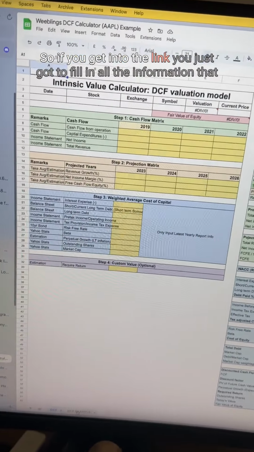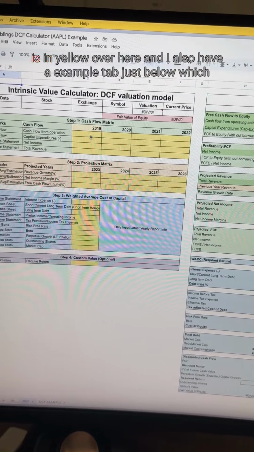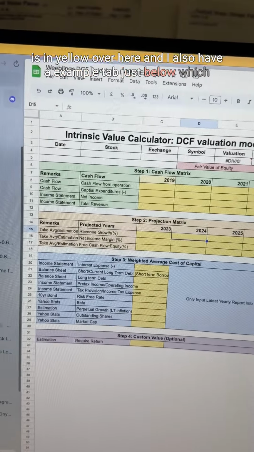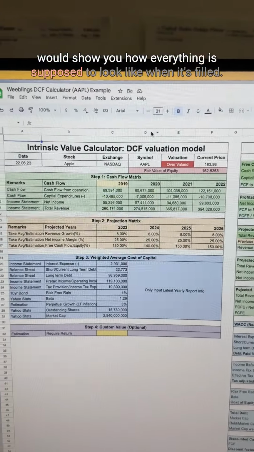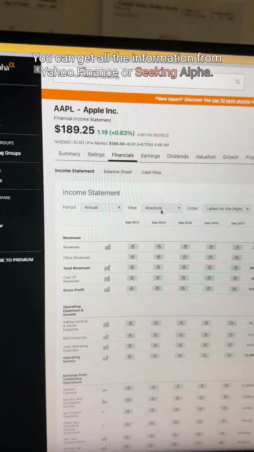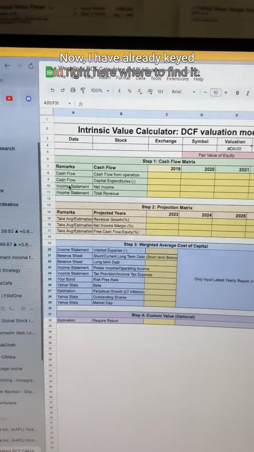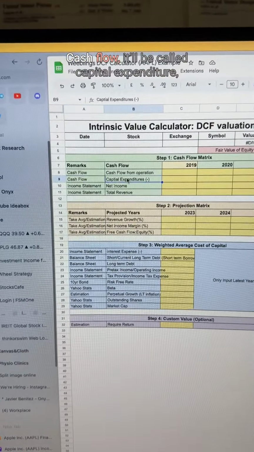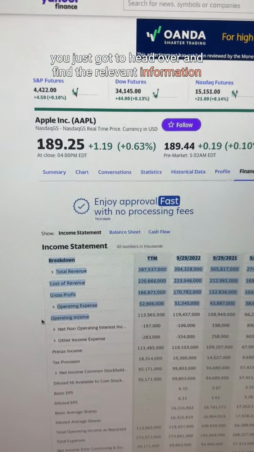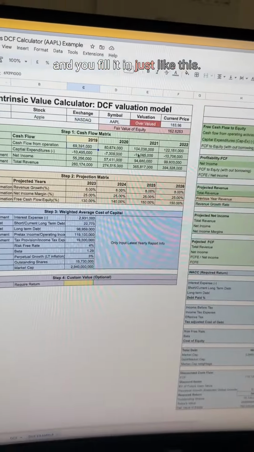So if you get into the link, you just have to fill in all the information that is in yellow over here. I also have an example tab just below, which shows you how everything is supposed to look when it's filled. You can get all the information from Yahoo Finance or Seeking Alpha. I have already keyed in right here where to find it. In the cash flow statement, it'll be called capital expenditure. You just have to head over, find the relevant information, and fill it in just like this.